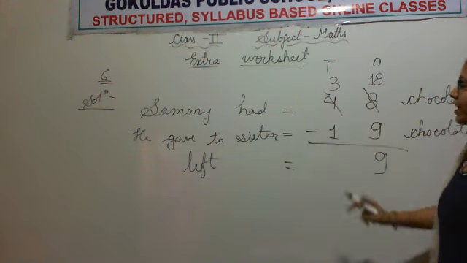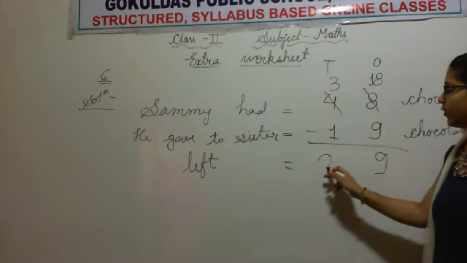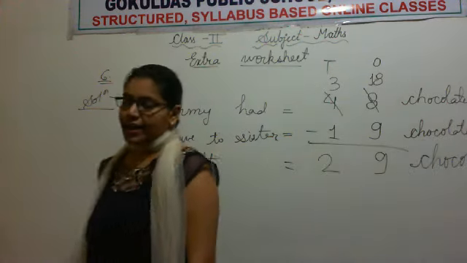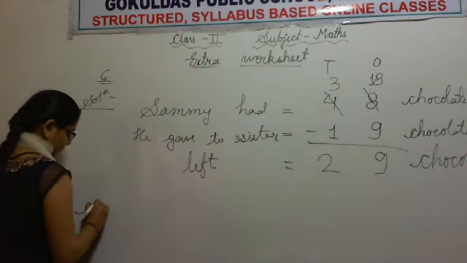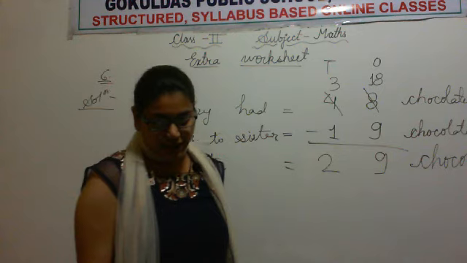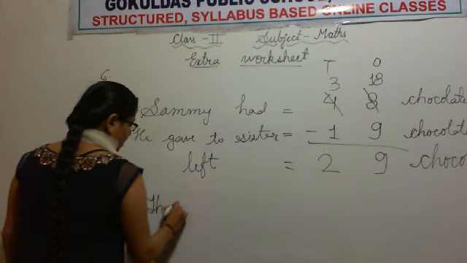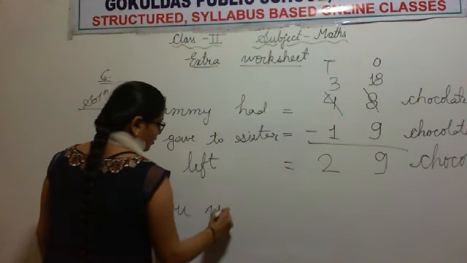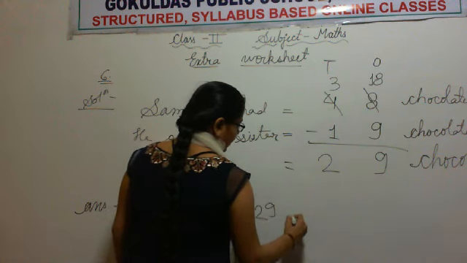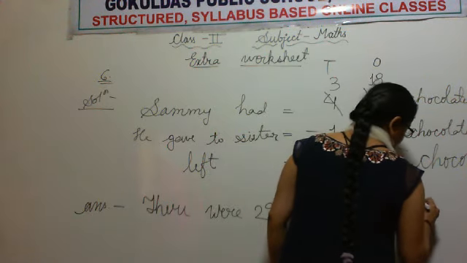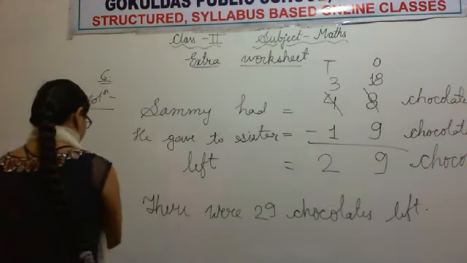Now 3 minus 1. What is the previous number of 3? 2. So we'll write 2. So left 29. 29 what? 29 chocolates. So let's write 29 chocolates and we can write answer also. So question is asking us how many chocolates were left with him. So there were 29 chocolates left.